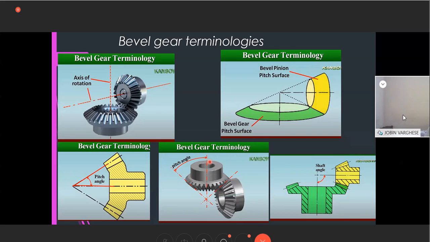So, do we have any questions just before we get into the design? No one has posted any questions as of now.